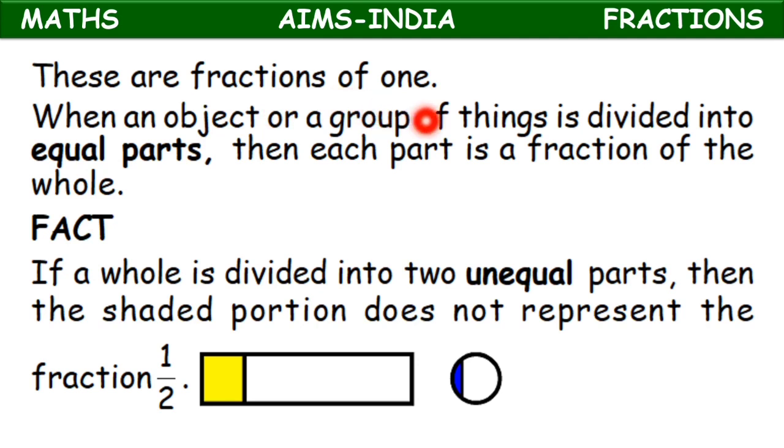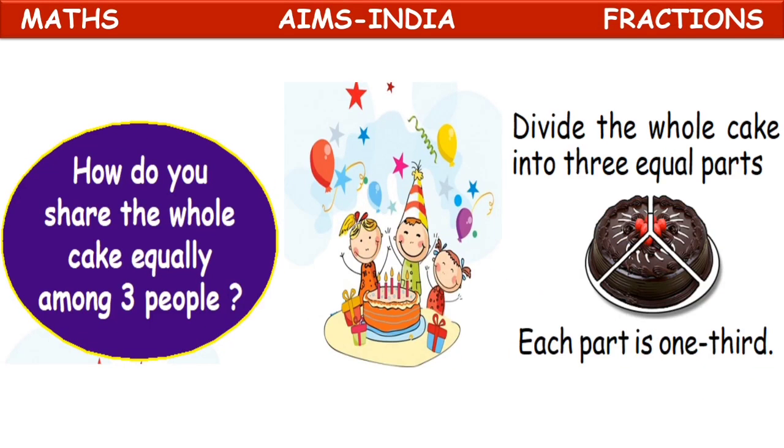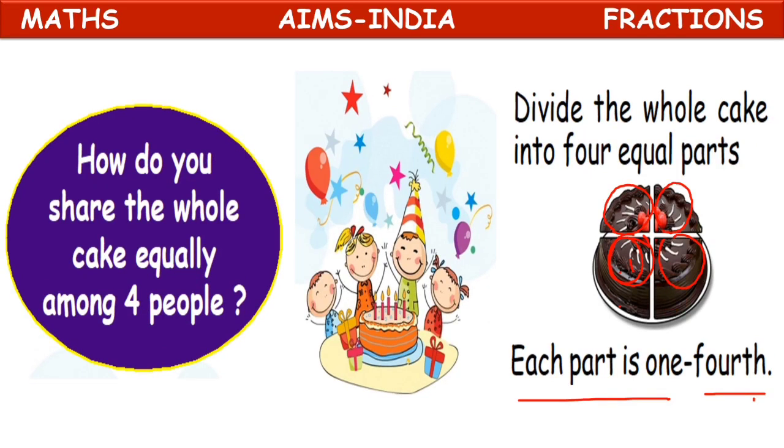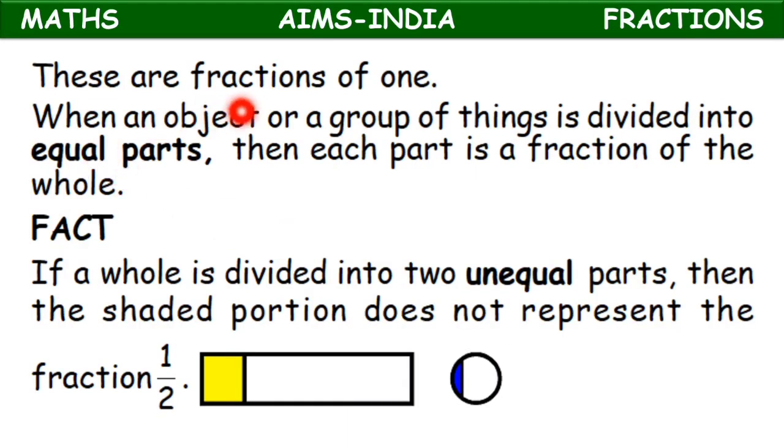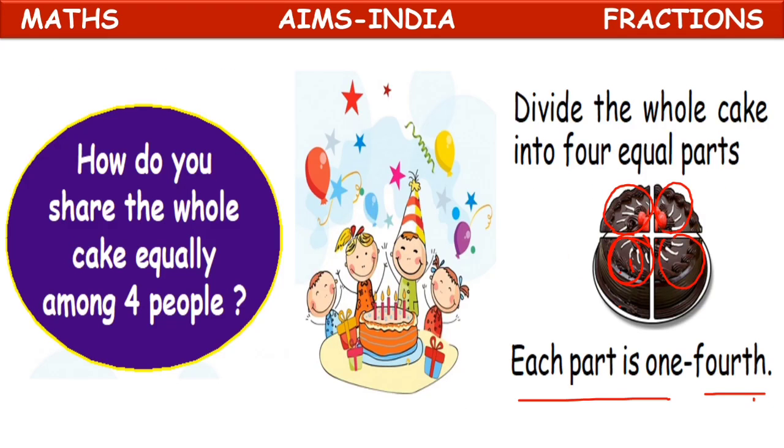These are fractions of 1. What did we learn just now? Dividing the whole cake into parts. Each part is called 1/3 and 1/4 here. Now these are nothing but fractions of 1. When an object or a group of things is divided into equal parts, then each part is a fraction of the whole. What are they saying?